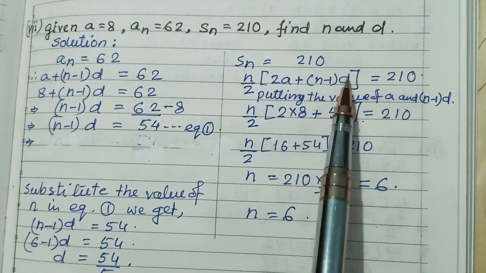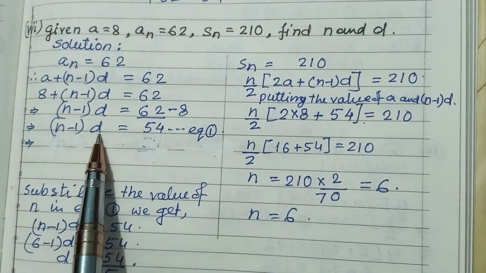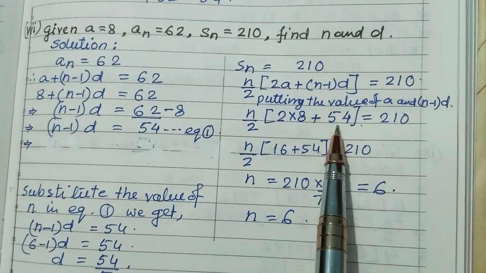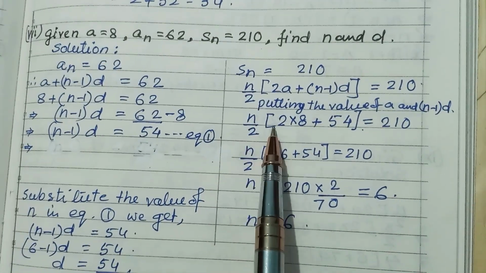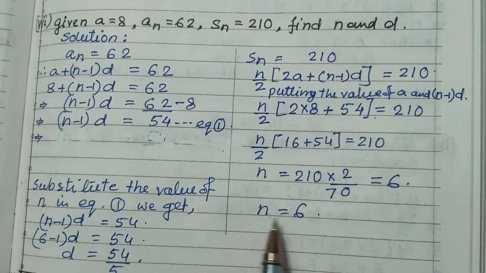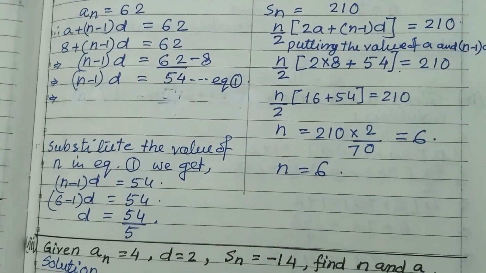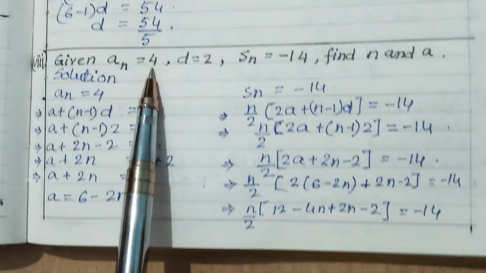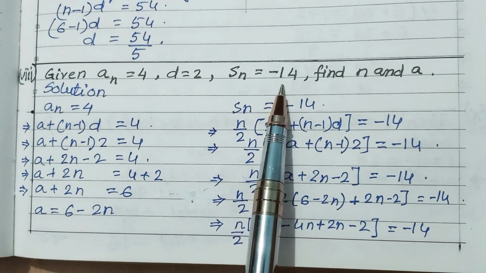Now put the value of n minus 1 into d that we have got from first equation. This one is equal to 54. You substitute 54 here. And a has given 8. n upon 2, 2 into 8 plus 54 is equal to this. From here we have got n is equal to 6. Okay. Now d and n we have got.